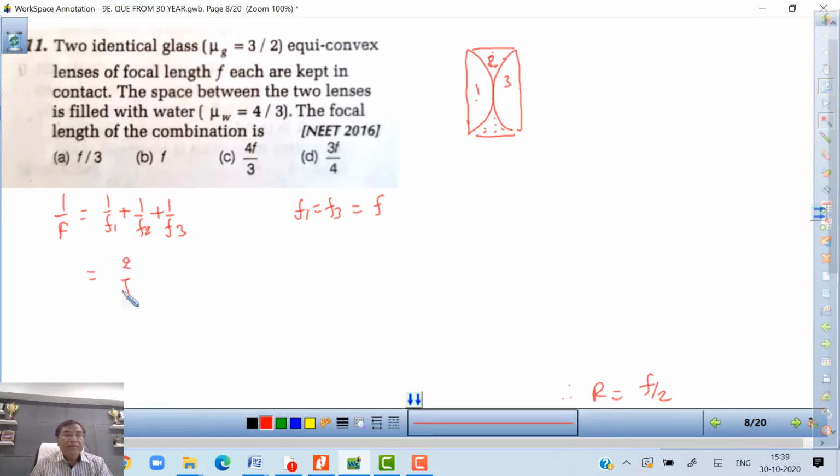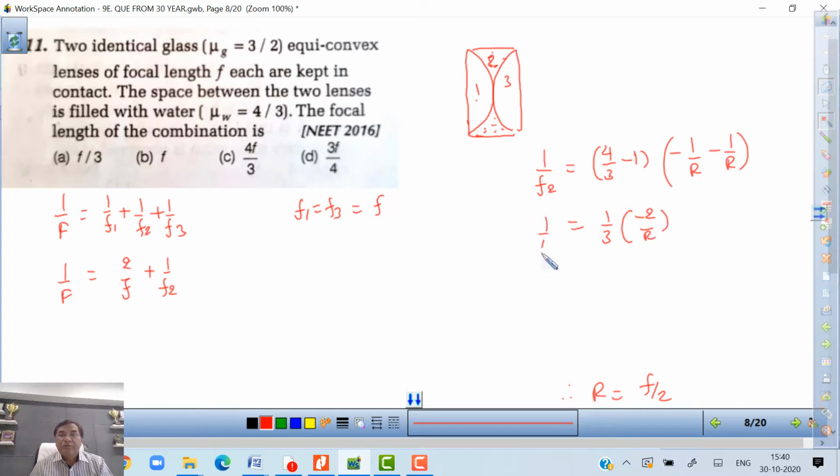So I can write 2 upon f plus 1 upon f2, and this is 1 upon f. If we find f2 in terms of f, then we can get the answer. This is our liquid lens. So we do the calculation. 1 upon f2 is equal to n2, which is 4 by 3, minus 1, times 1 upon r1, which is negative, minus 1 upon r2, which is also negative. So this is 1 by 3 and minus 2 upon r. This is 1 upon f2.